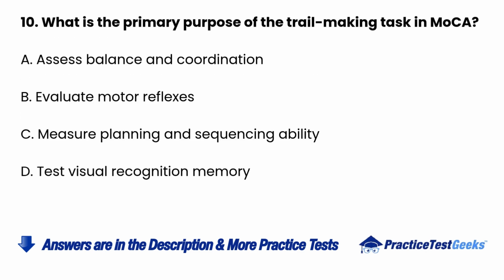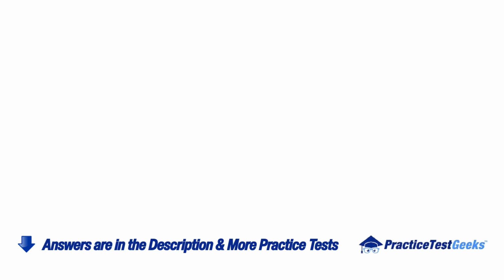10. What is the primary purpose of the trail-making task in MoCA? A. Assess balance and coordination. B. Evaluate motor reflexes. C. Measure planning and sequencing ability. D. Test visual recognition memory.